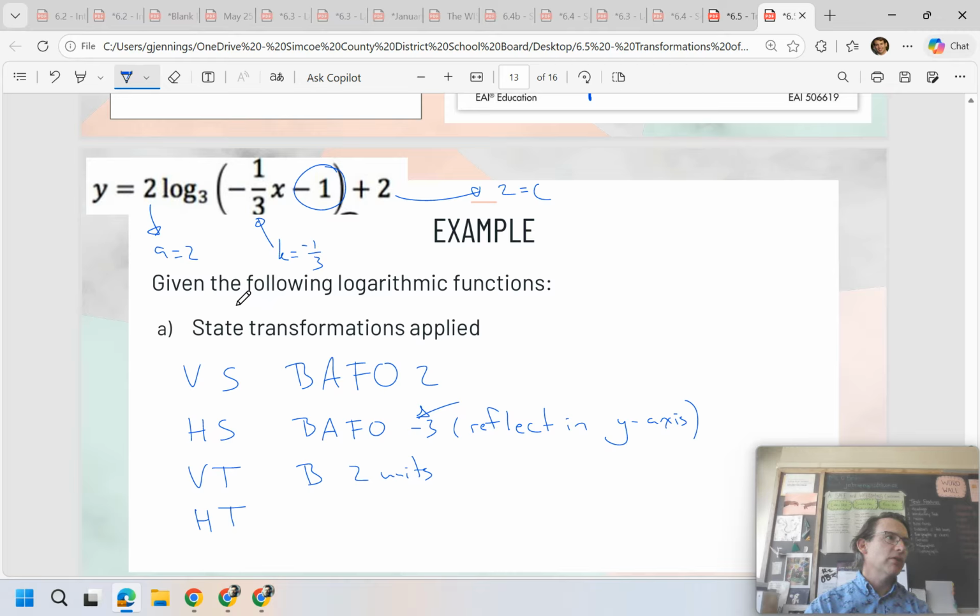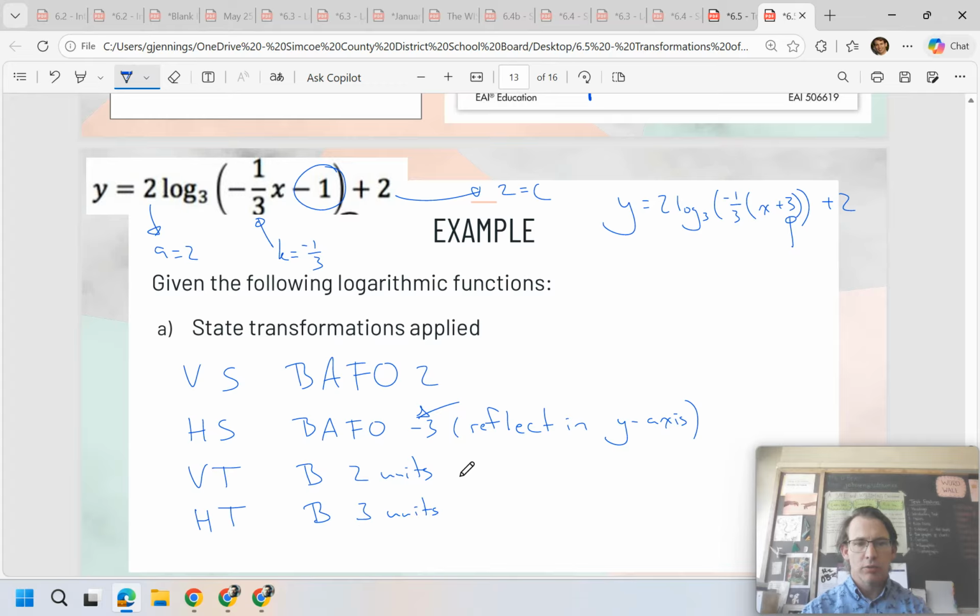Excellent. We should definitely factor out that -1/3. So we should really rewrite this function as y is equal to 2 log base 3 of -1/3 factored out of x plus 3, plus 2. So there is our horizontal translation by 3 units. This one was up. This one is left, of course, left. In my brain, I'm visualizing left, but then it said right. Yeah, because that's positive, so it goes backwards.